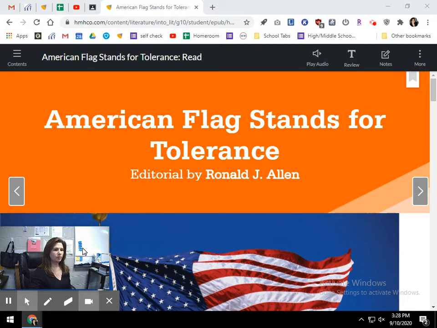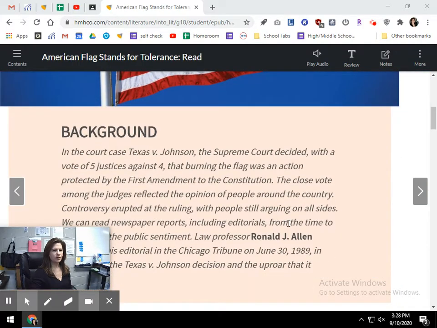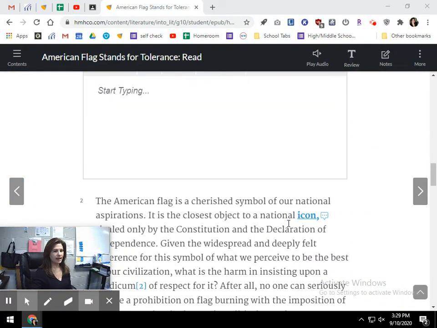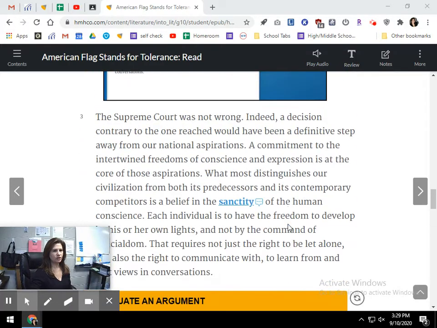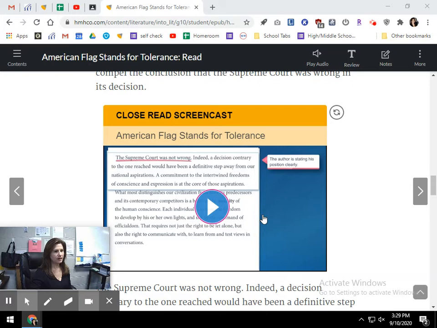I wanted to go ahead and preview your next lesson. It's still over "American Flag Stands for Tolerance," which we read yesterday, an editorial by Ronald J. Allen. So you should have already read this, answered the questions, done all the annotating, and maybe watched this screencast to get an understanding of how you discuss a text.